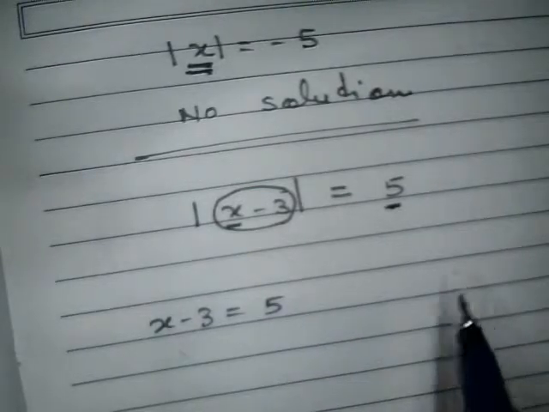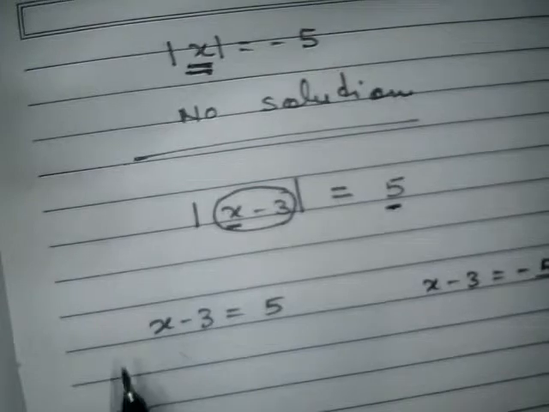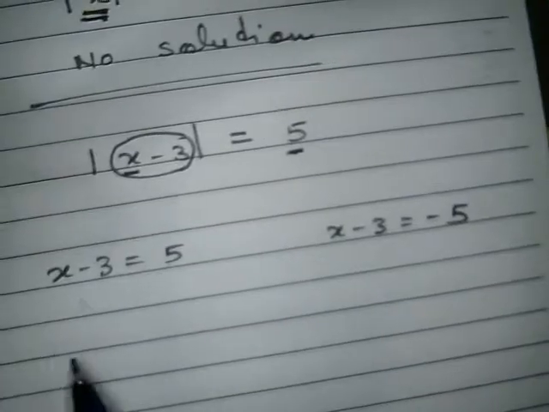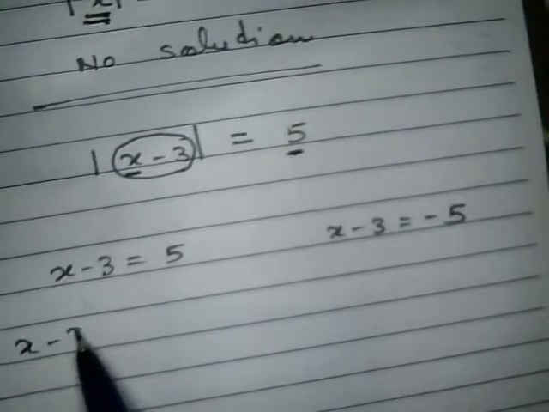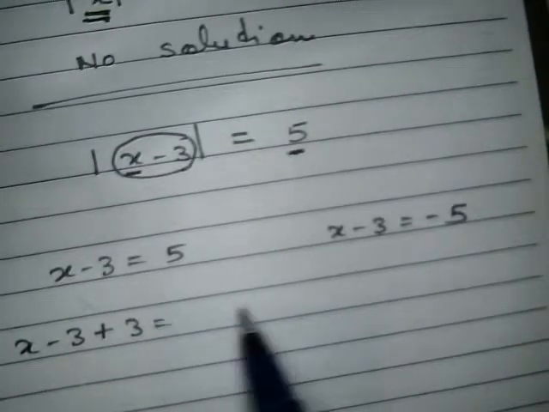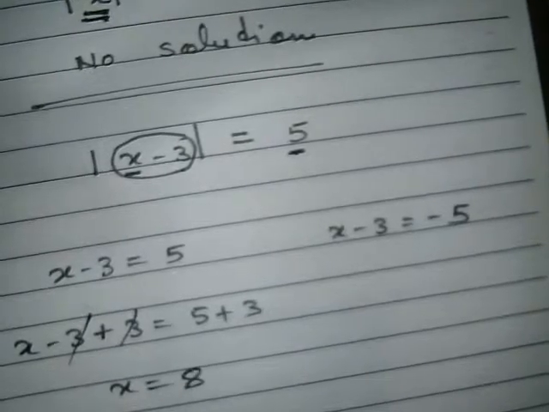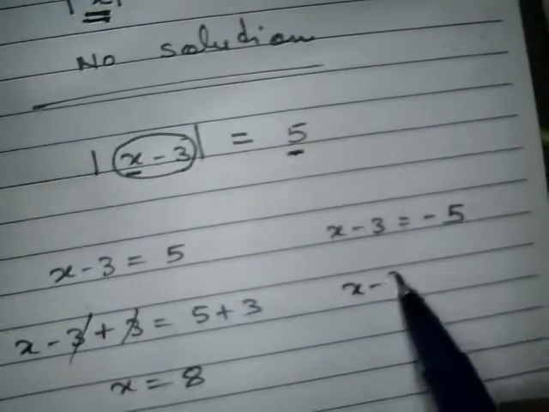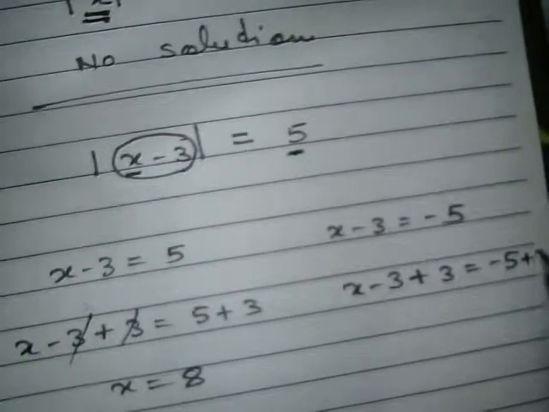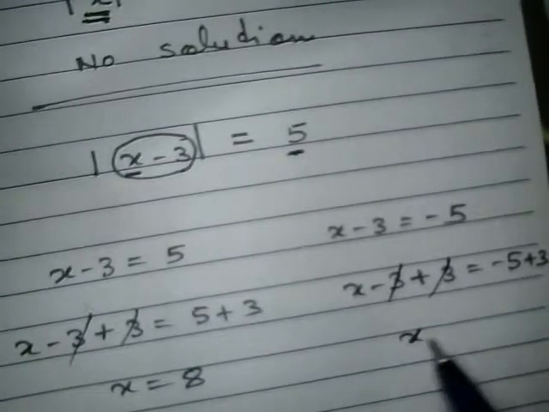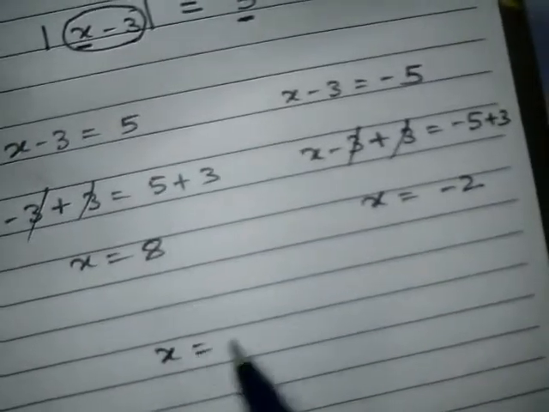Now I need to solve this. To move the -3 to the other side, I need to add +3 on both sides. This cancels out, so x equals 8. Now for the other one, x - 3 + 3 = -5 + 3, so x equals -2. So the solution for x is -2 and 8.